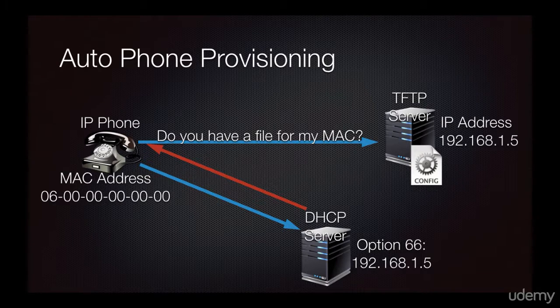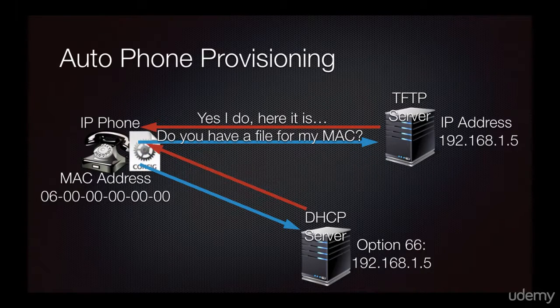The TFTP server then looks through and it finds that configuration file that exists for that specific MAC address. So it then sends the phone, yeah, I do have a file for you. Here, let me help you download that. And so the phone will actually start downloading that config file, and load it onto itself.